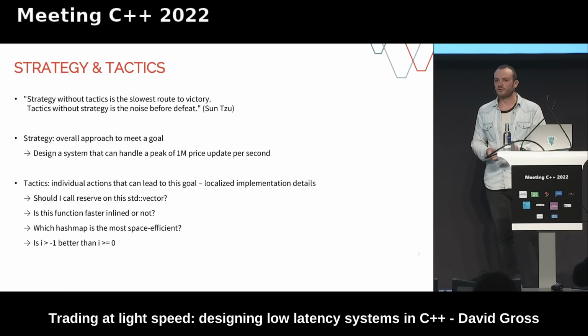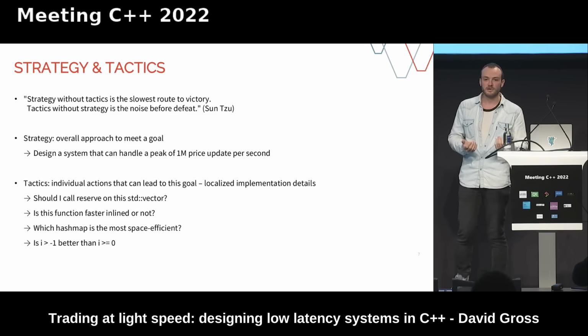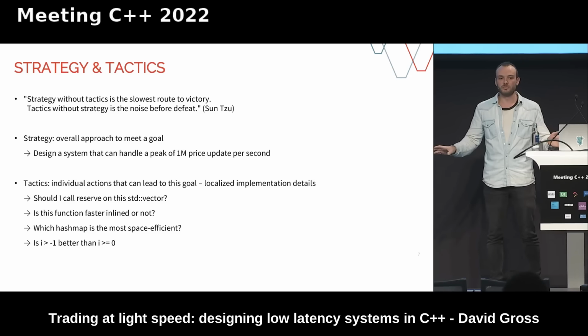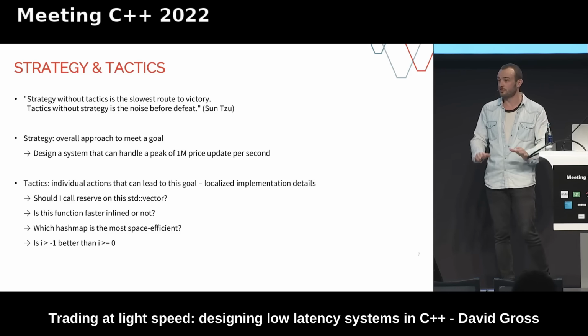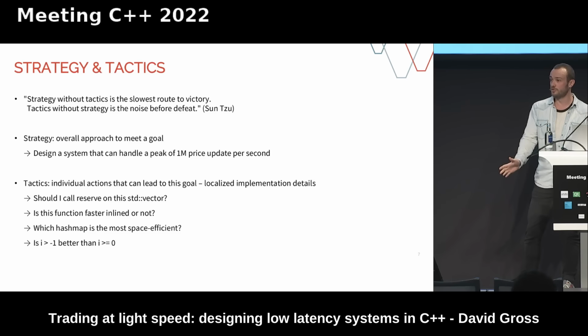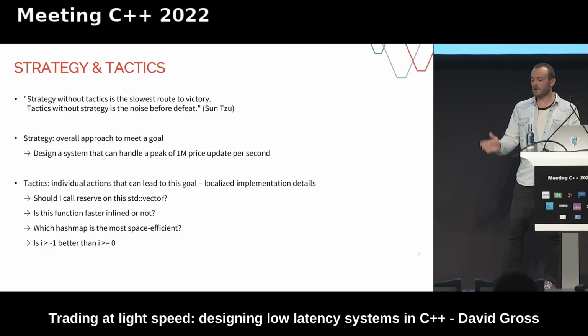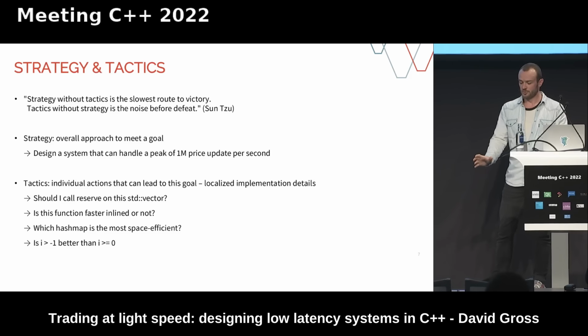So let's, for example, take as a goal, I'd like to handle 1 million events per second, or I would like to react to a certain event with a certain latency distribution, like average less than 100 nanoseconds, standard deviation less than 10 nanoseconds. There are requirements, there are goals that you have. And so the strategy is your overall approach to solve that problem.